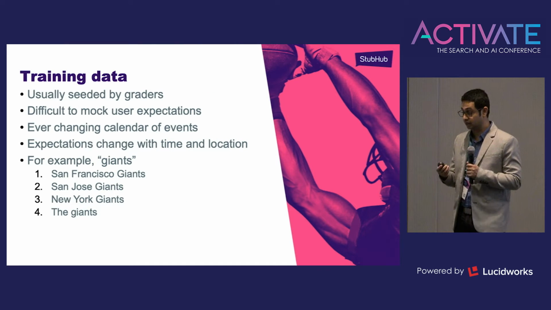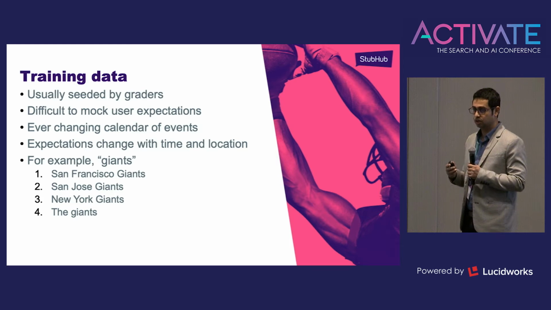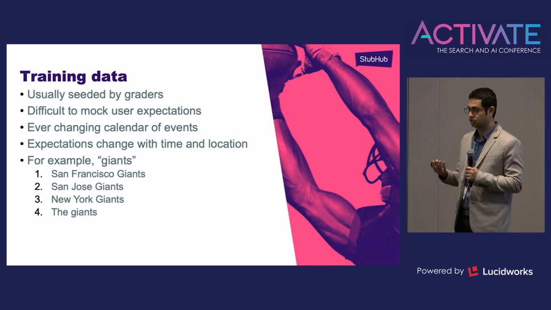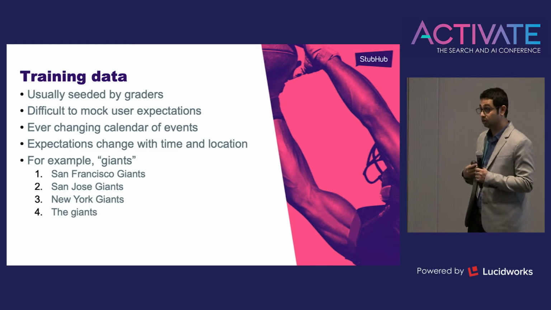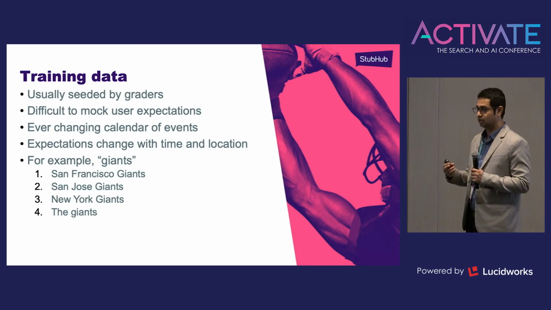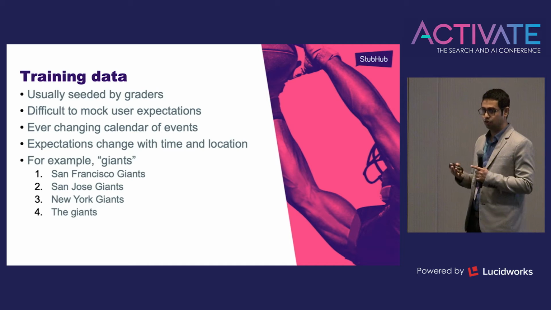So, talking about training data. Usually for machine learning purposes, training data is seeded by graders. Graders are manual people who rate the results, and depending on the ratings, you can build your training data and train a machine learning model. Now with StubHub, we have 3 broad categories. For example, sports. In sports, we have NFL, MLB, NHL. A person might be a fan of 1 or 2 categories.